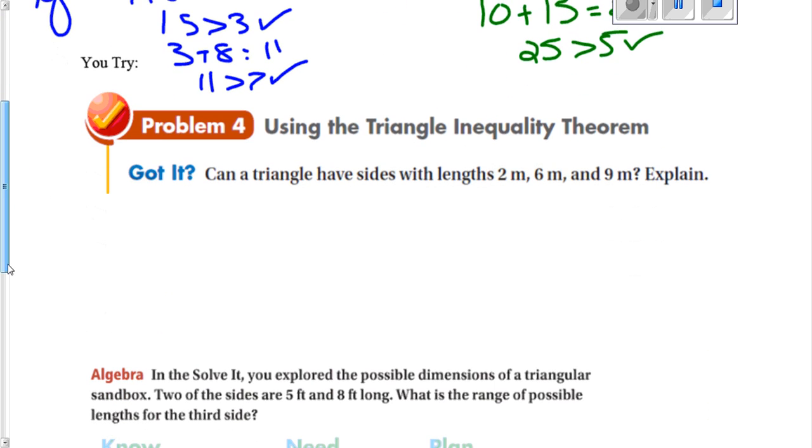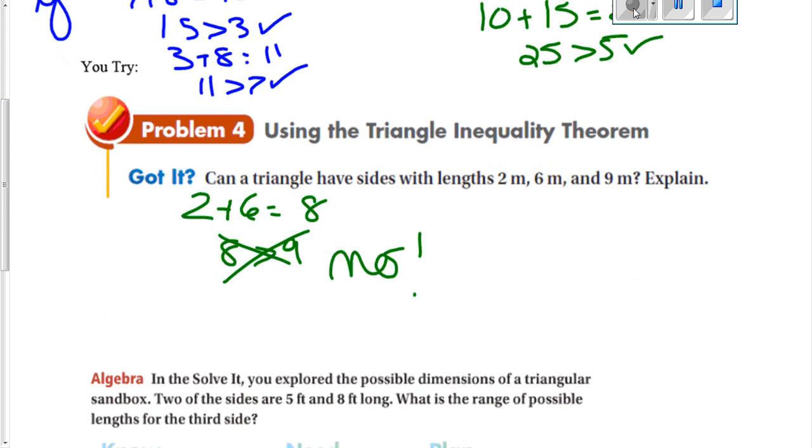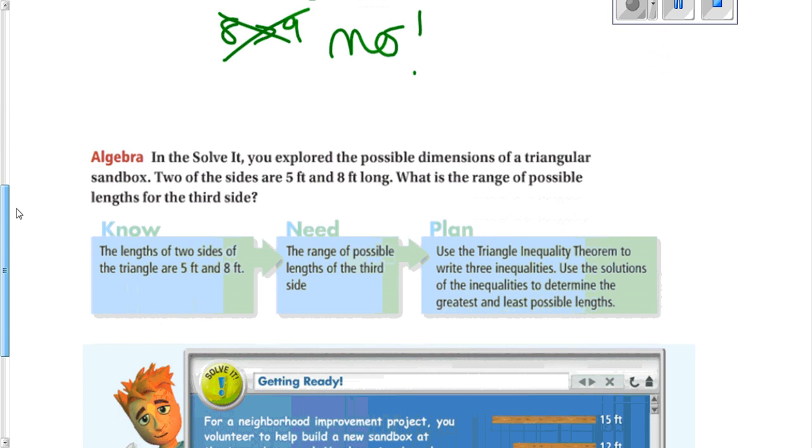All right, pause the video, try it on your own. All right, no, they cannot form a triangle. I just figured out right off the bat, 2 plus 6 is 8. That is not greater than 9. It's a no-go.